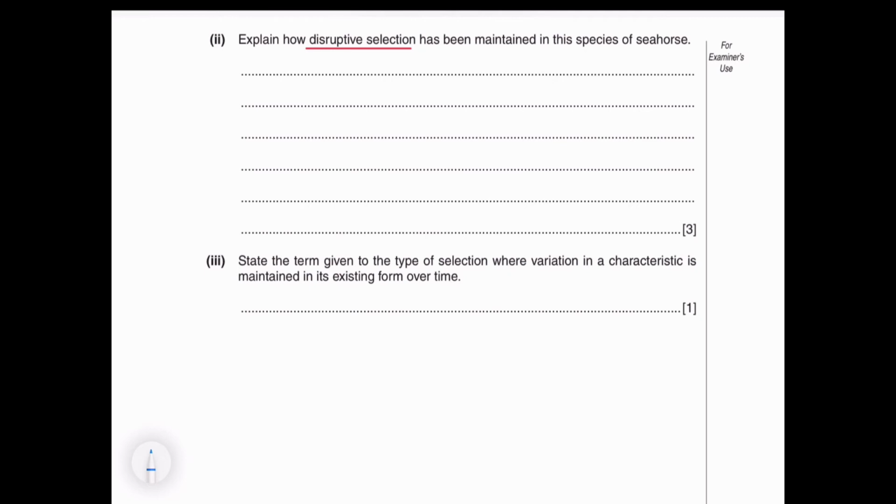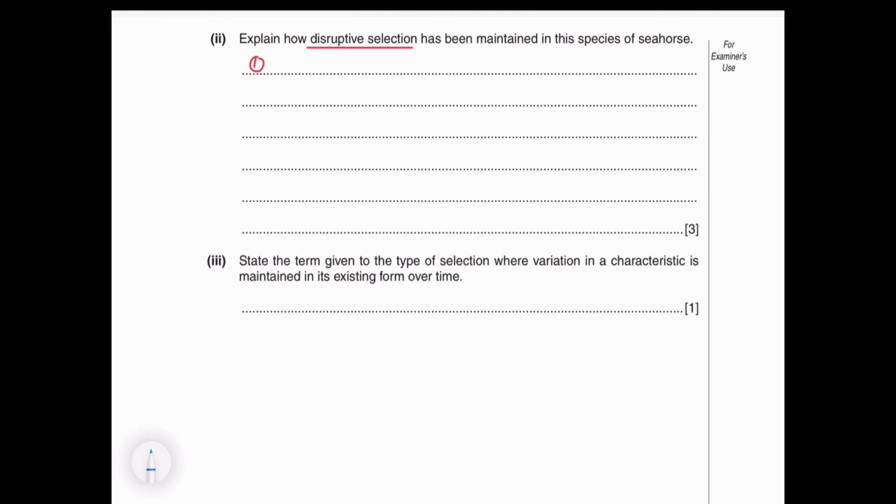So here, number one, we're going to start with the pressure is against the size. So we will talk about the pressure is on the size of the seahorse. What happened here is, from the question, we know the clue is stated that the large one will mate with the large and the small will mate with the small one. So who is at a disadvantage here?